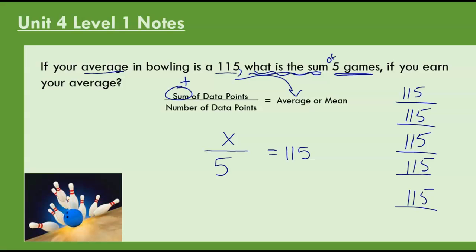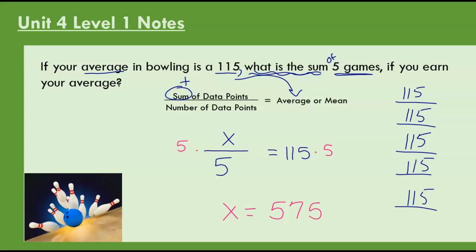So to undo division, I'm going to multiply. To undo dividing by 5, I'm going to multiply by 5. And whatever I do to one side, I do to the other. So my total sum of, I'm going to undo dividing by 5 by multiplying by 5 to each side. And the sum of my 5 games has to be 575.